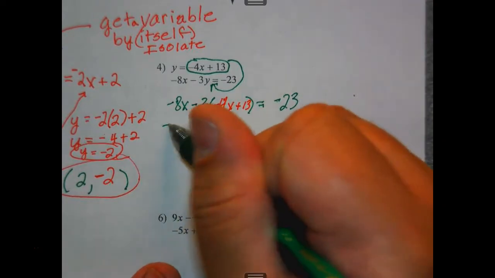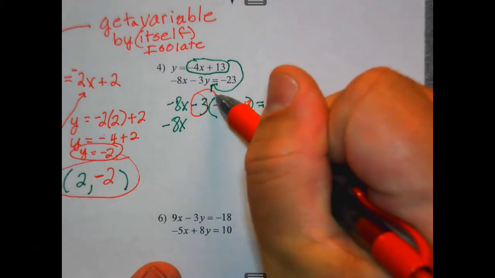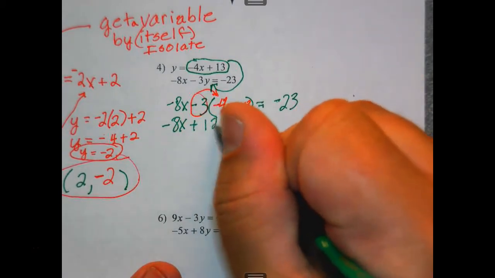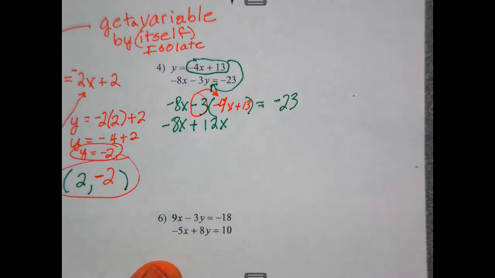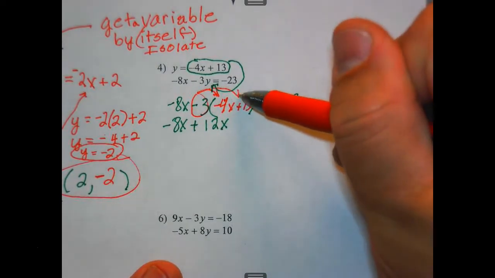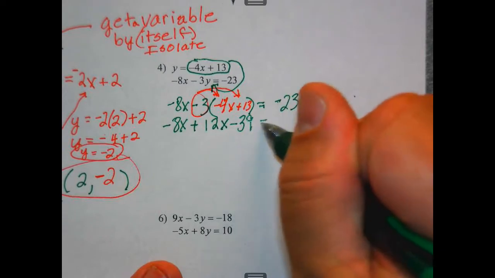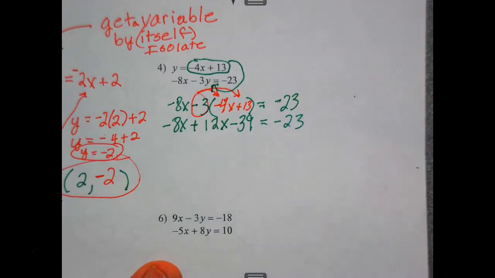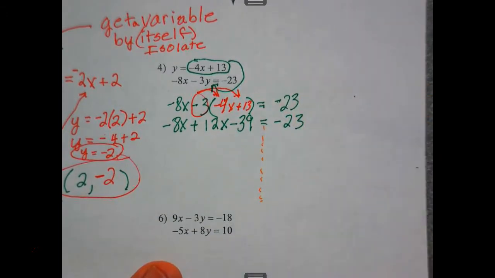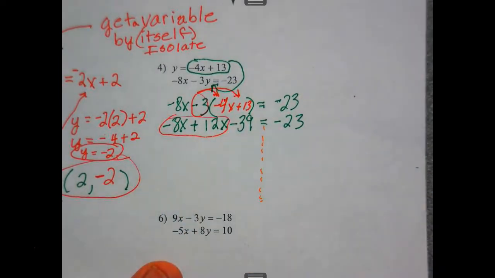Okay, negative 8x, negative 3 times negative 4x is positive 12x. Please don't forget the x. A lot of you on your quizzes forgot the x. Negative 3 times positive 13, negative 39, equals negative 23. And the rest you solve however you want. I combine like terms first. Gives me 4x.